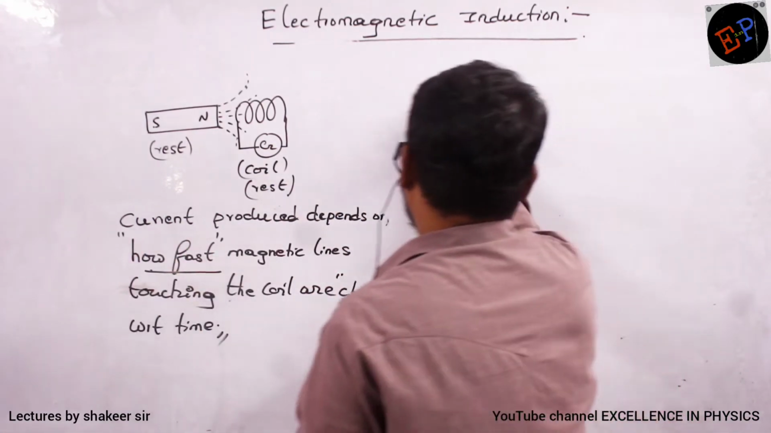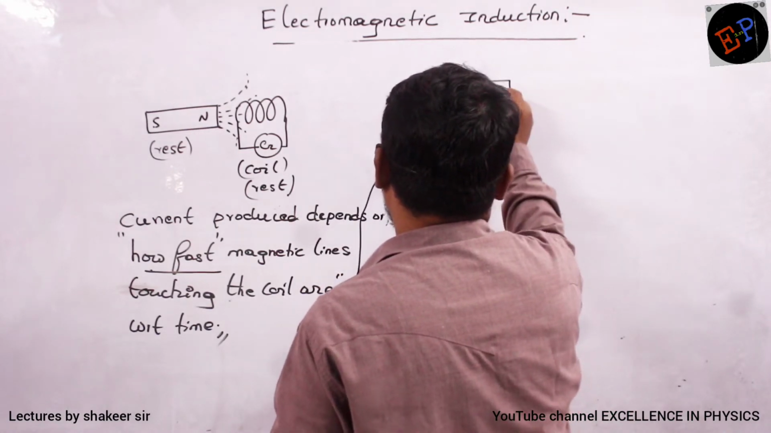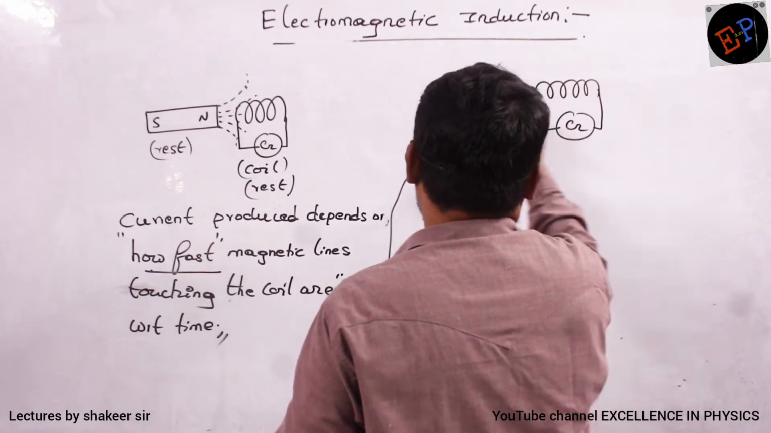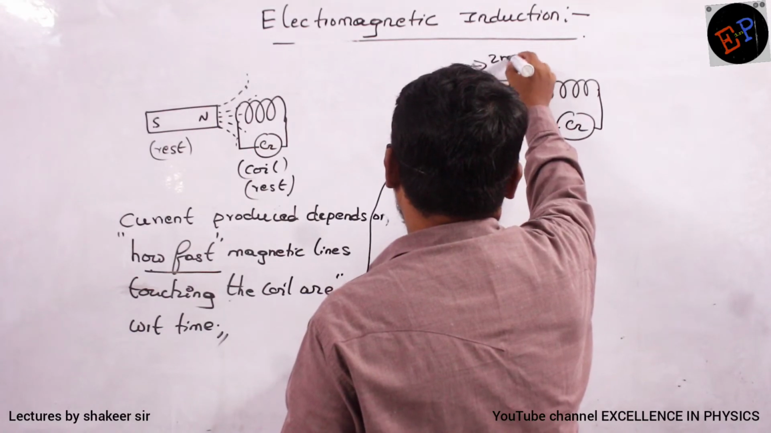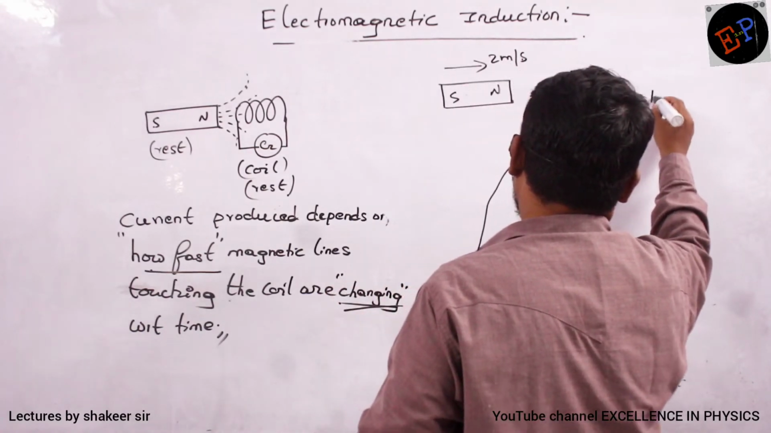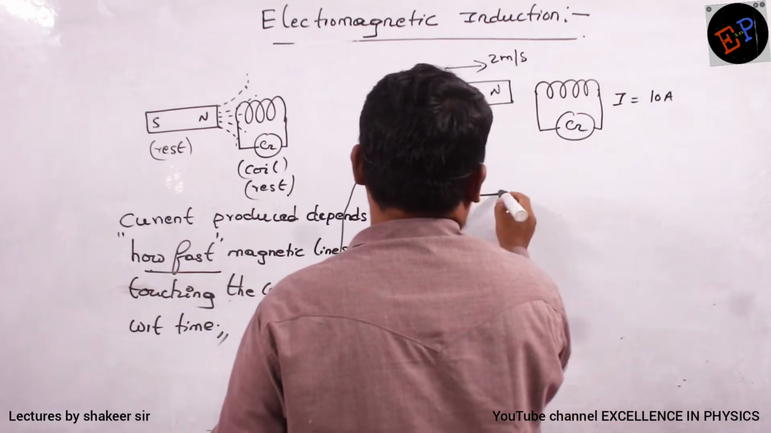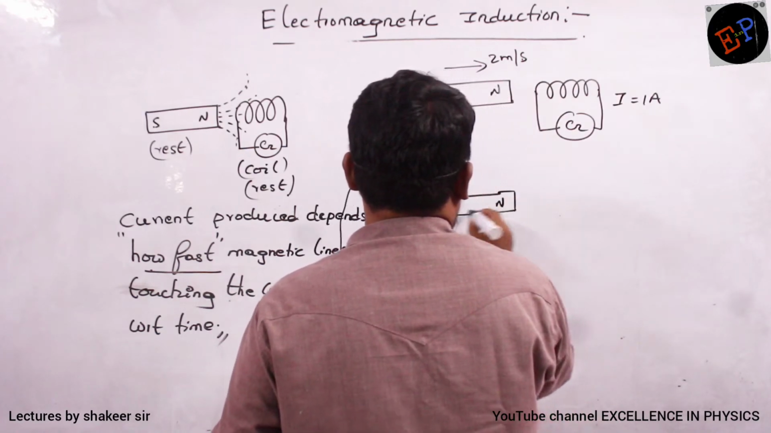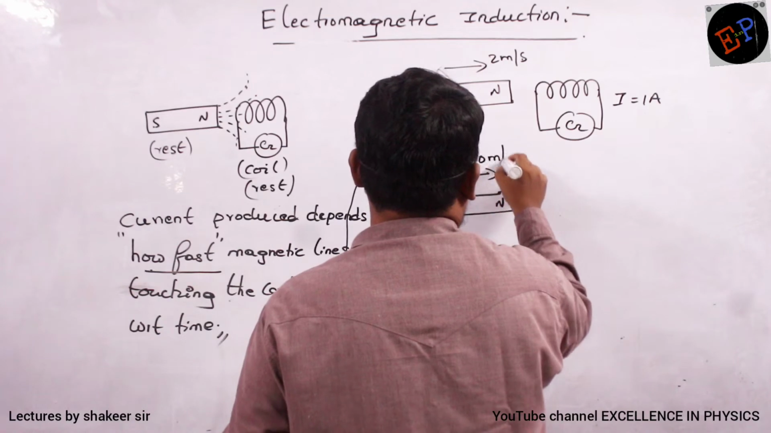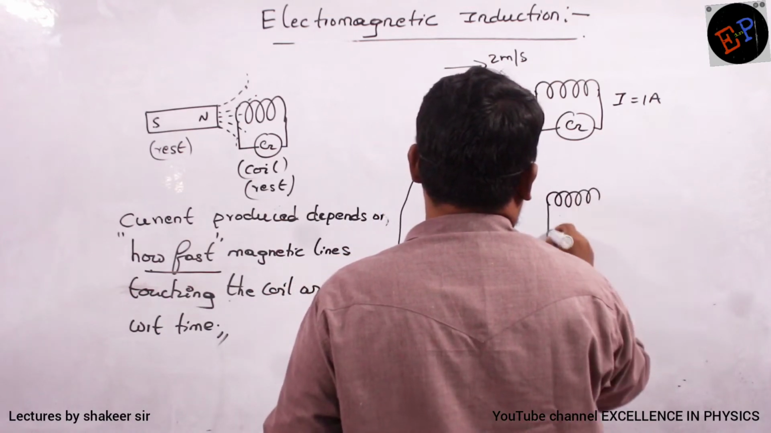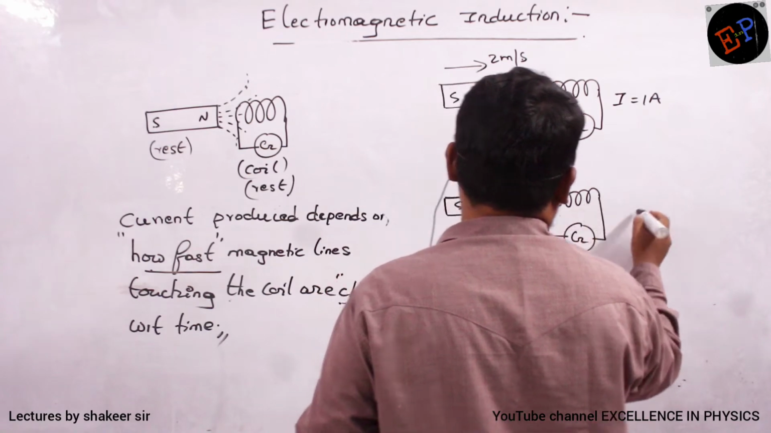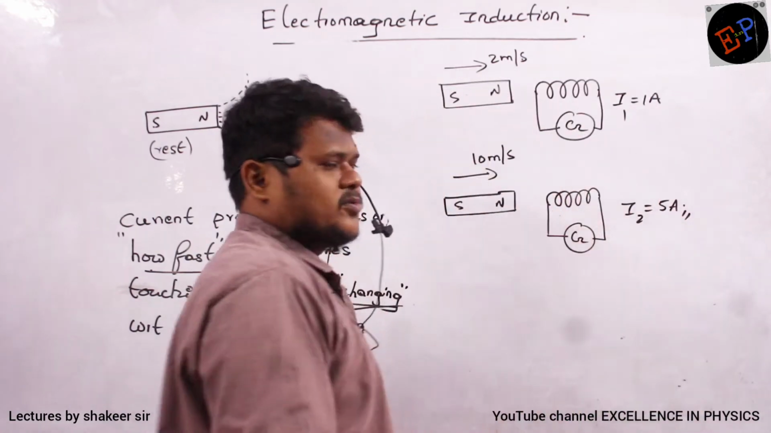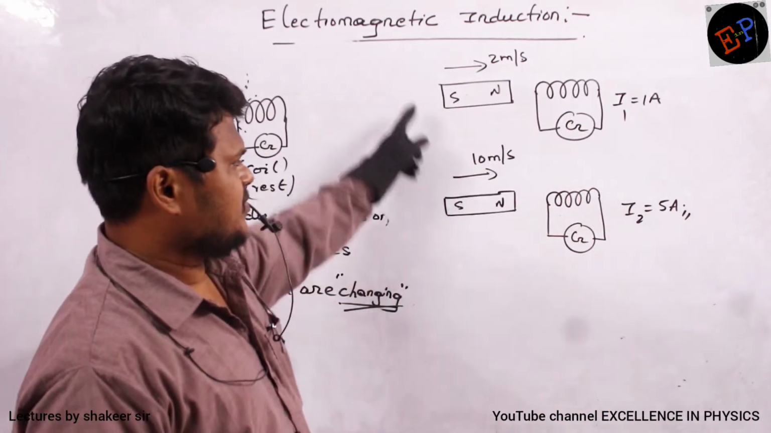Clear? So for example, if this is a magnet and this is a coil, and the magnet is moving with a speed of 2 meters per second, then the current produced is, for example, 1 ampere. Clear? And if this same magnet is moving with a speed of 10 meters per second, then the amount of current produced is very large. So I1, I2 is equal to 5 amperes. So this change you can observe.